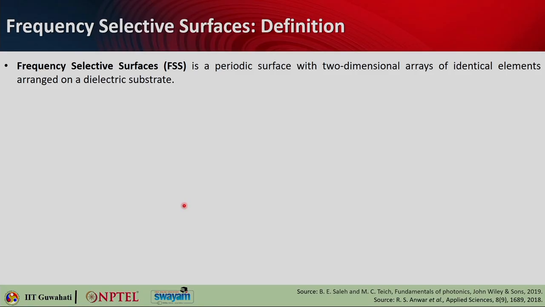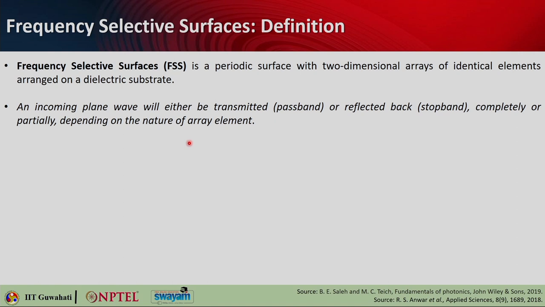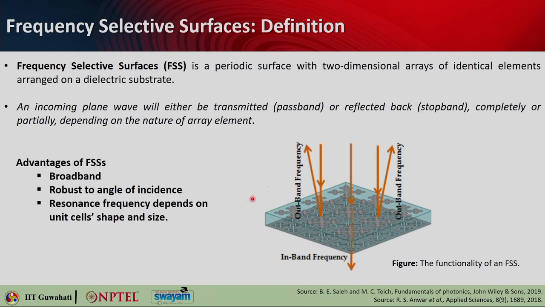Now let us look into another important topic, which is frequency selective surfaces. So when we talk about frequency selective surfaces, it is basically a periodic structure with two dimensional arrays of identical elements which are arranged on a dielectric substrate. This kind of surface, when an incoming plane wave falls on it, can be either transmitted, so that is a pass band, or reflected, so that gives you a stop band, okay, which can completely block or selectively pass, depending on the nature of the element that you have put in that periodic array. Okay, so something like this.